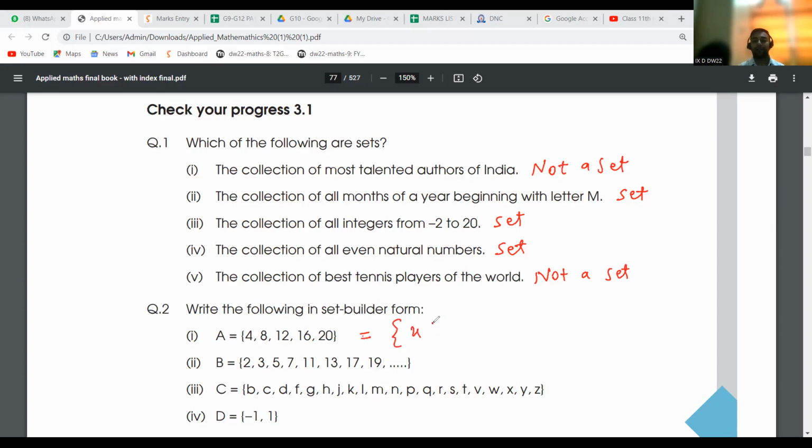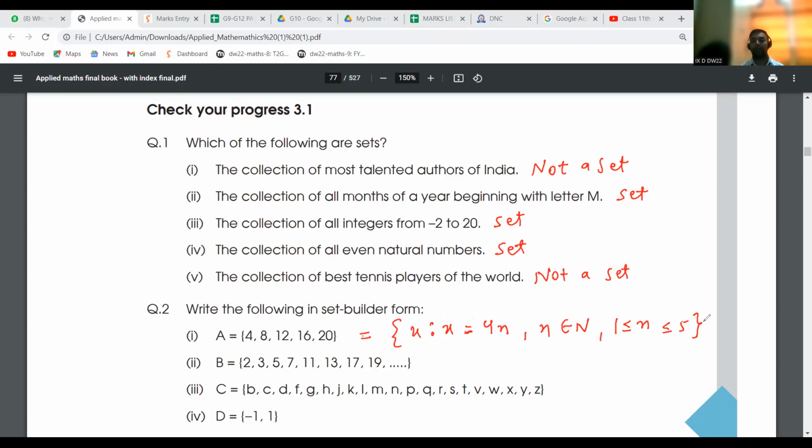It will be x such that x is equal to 4n, where n belongs to natural numbers and n is between 1 to 5. So this will be your set builder form.